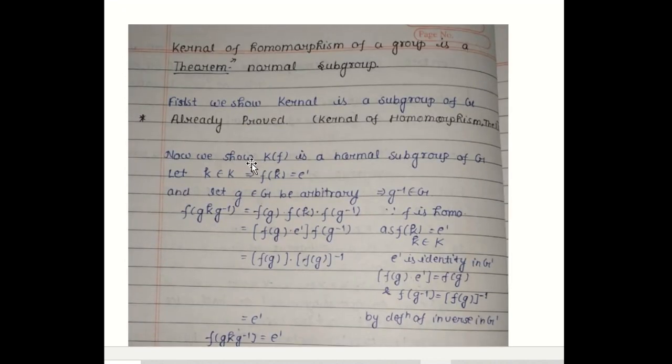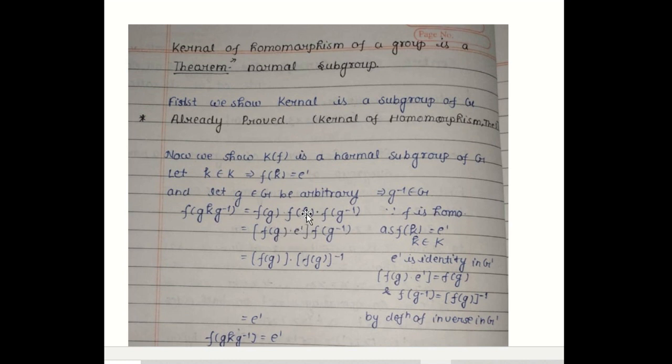So by definition, we know the kernel is those elements which are mapped onto the identity element. If k belongs to capital K, then the image of k will be e dash, the identity of the range group. So let small g belonging to capital G be arbitrary. This implies g inverse belongs to G. So consider f of g k g inverse. Since f is a homomorphism, every homomorphism mapping preserves composition, since both the groups are multiplicative groups. So this can be written as f(g) into f(k) into f(g inverse). But f(k) is equal to e dash by the definition of kernel. So this will be e dash.